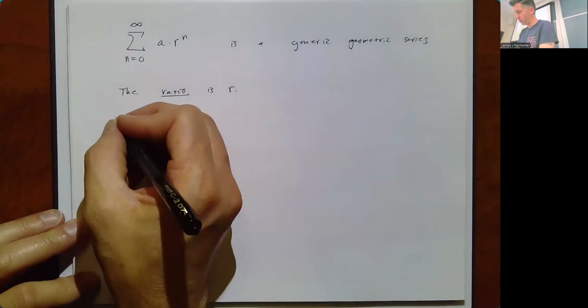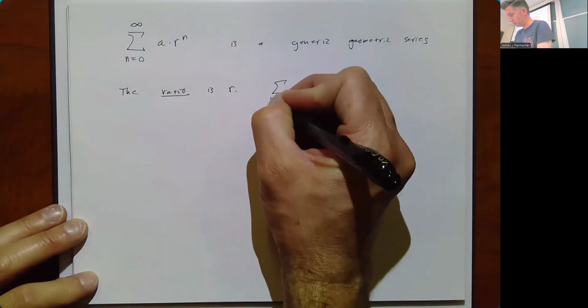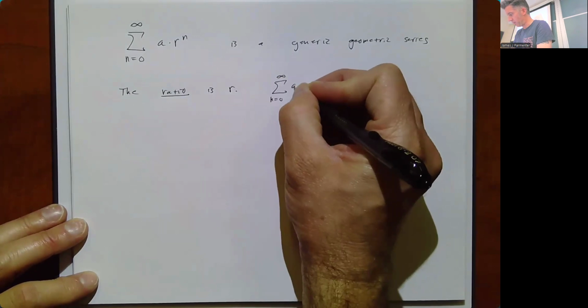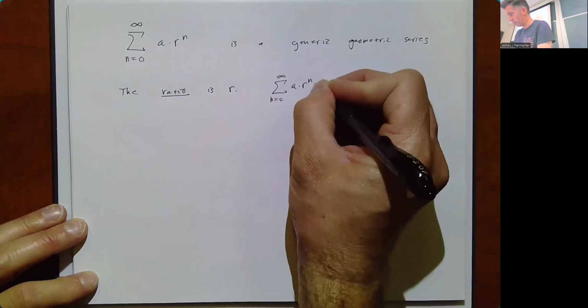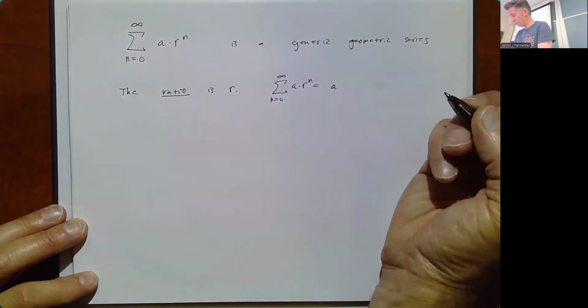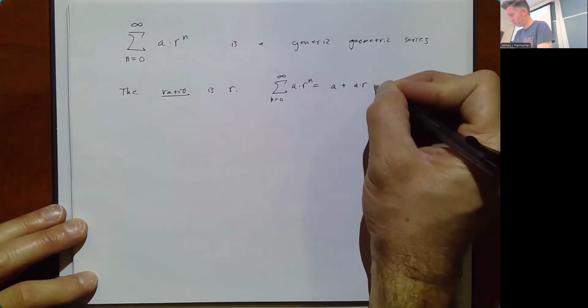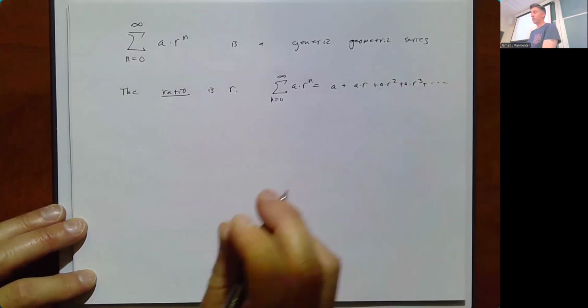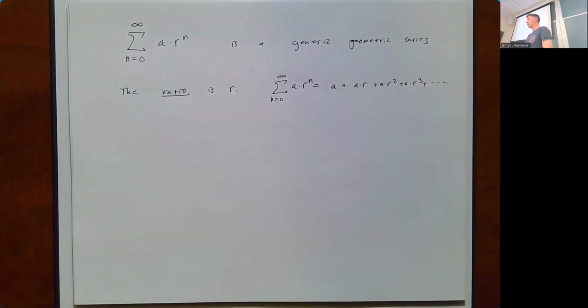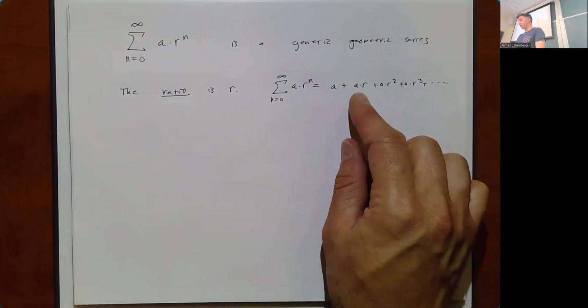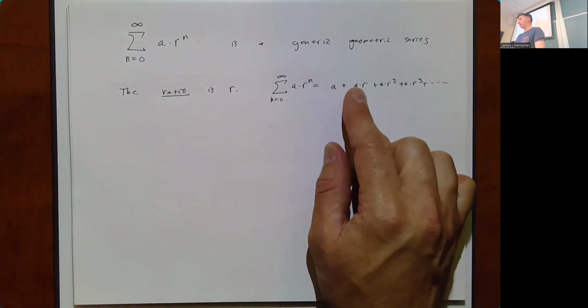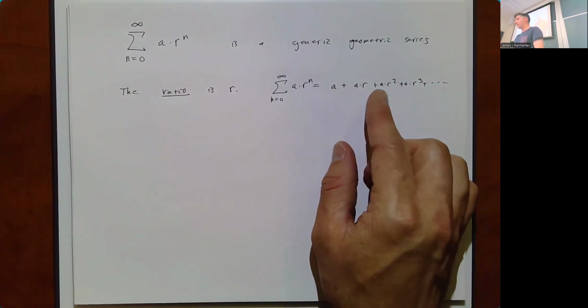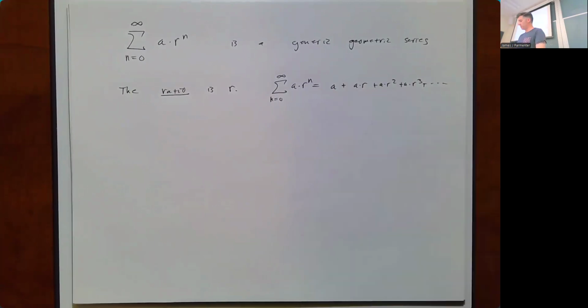I could write out terms if I wanted to, and actually I'm going to because it's good to see. If I write this out, the sum from n equals 0 of a times r to the n is a times r to the 0 plus a times r to the 1 plus a times r squared, and it just keeps going and going. Not surprisingly, each term is the previous term multiplied by r. So a times r is ar, that times r is a times r squared, that times r is a times r cubed, and so on. That is the defining feature of a geometric series: you always multiply by the same thing to get the next term.